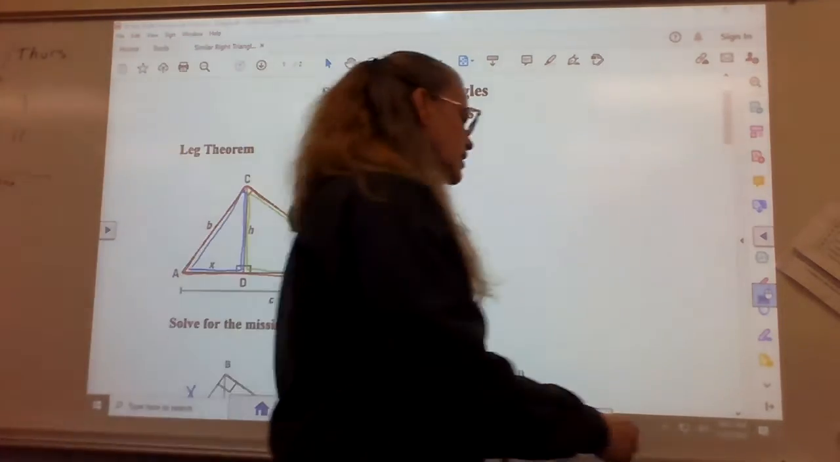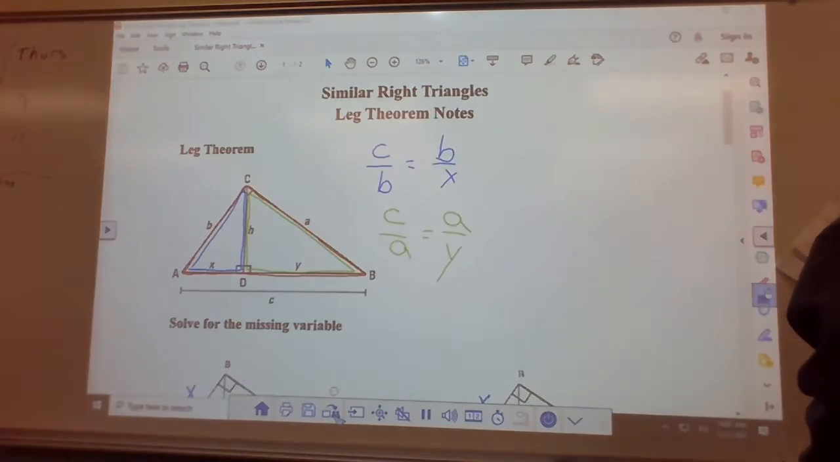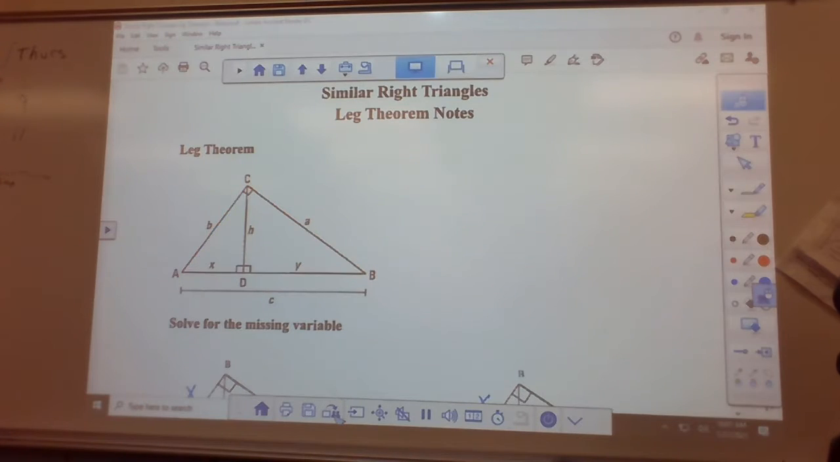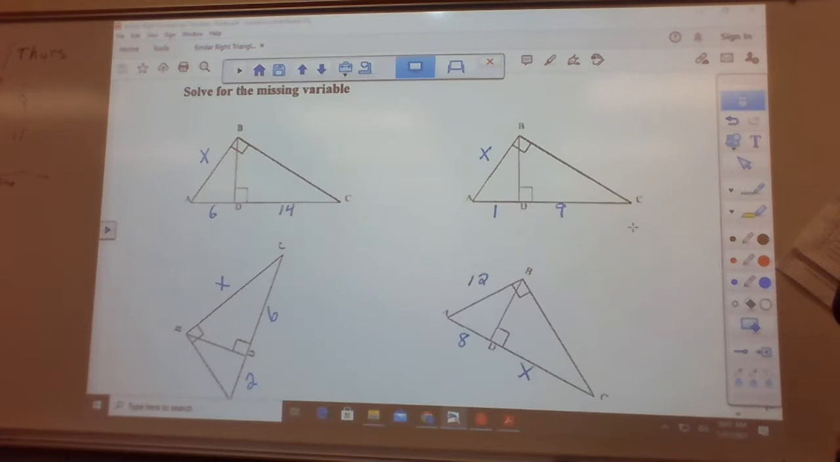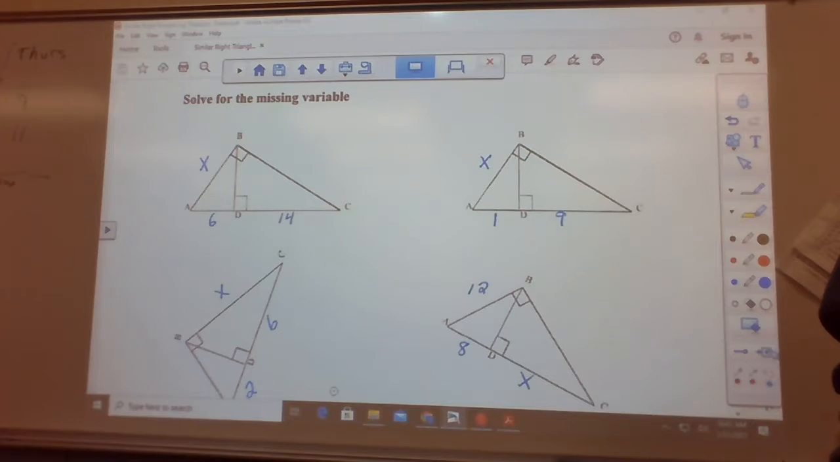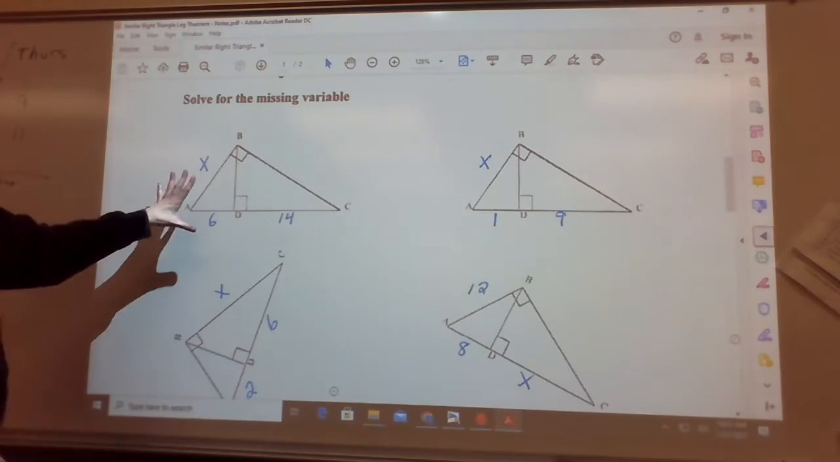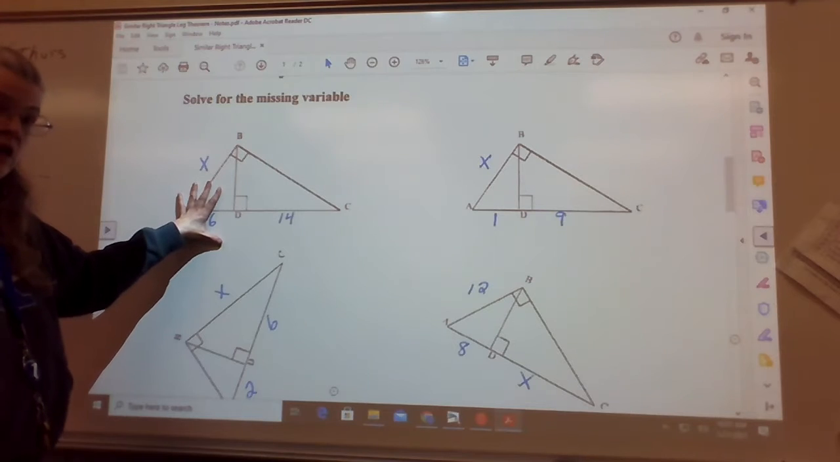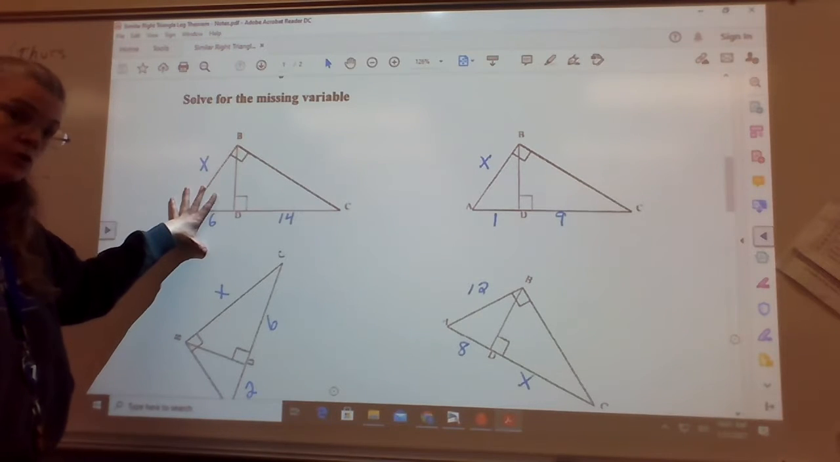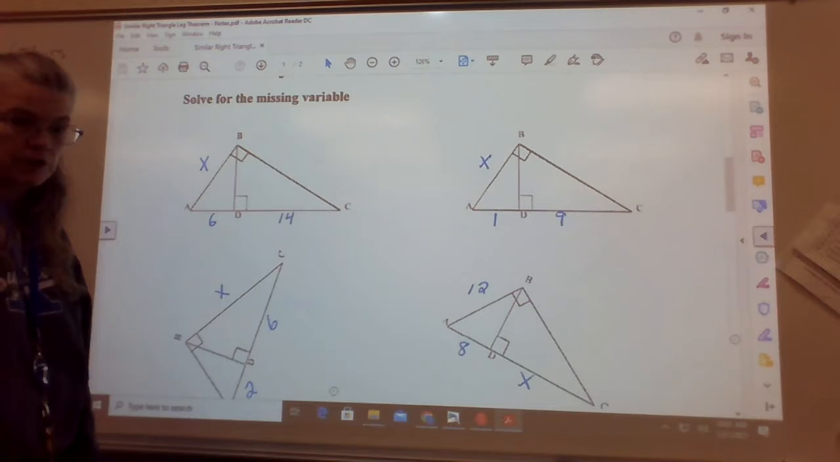So let's take a look at some examples. And my suggestion as you're doing your homework, find a problem that looks similar to these, kind of watch this setup and do your homework, because these can be a little bit tricky.